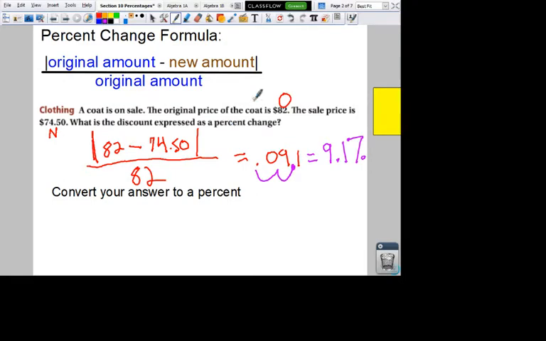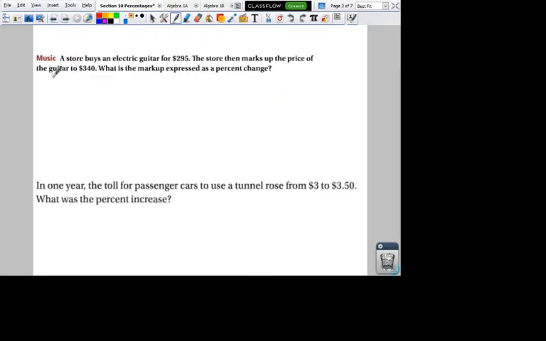Alright, so we're going to practice a couple more of these because this is basically all we're doing. So let's look at this one: a store buys an electric guitar for $295. The store then marks up the price of the guitar to $340. What is the markup expressed as a percent change?